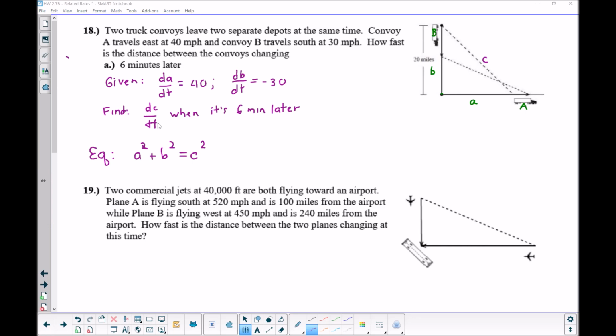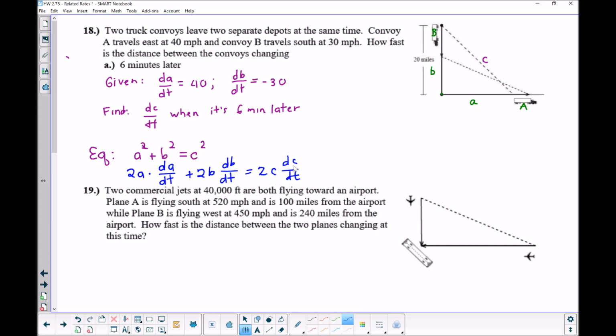So we're going to go ahead and take the derivative here. So we end up with 2a times dA/dt plus 2b times dB/dt equals 2c dC/dt. Now, for the first time, I think that we've done a problem together, we have a Pythagorean theorem question where A, B, and C are not going to be constants. They're all going to truly be variables.